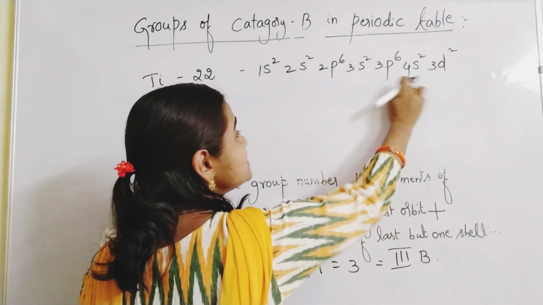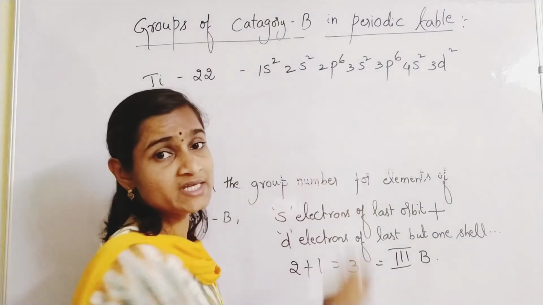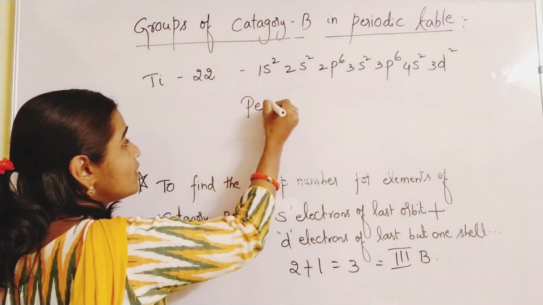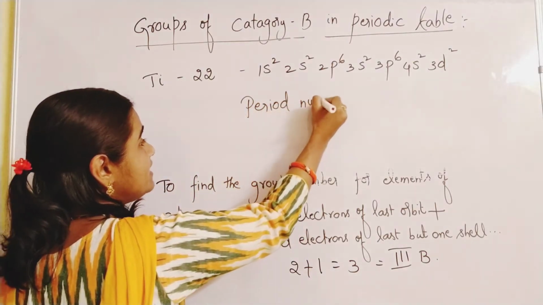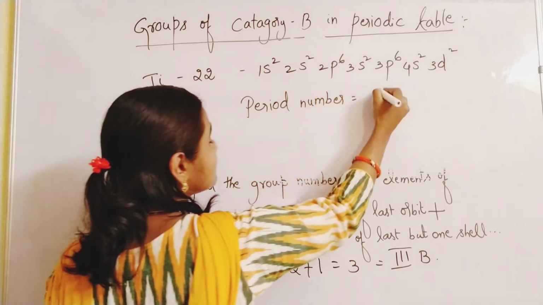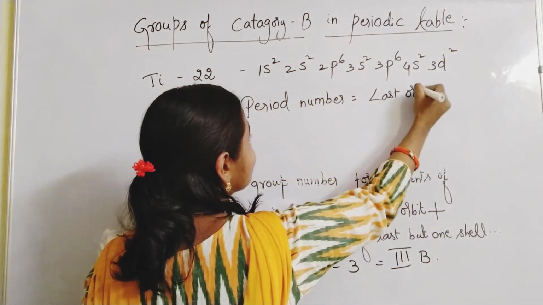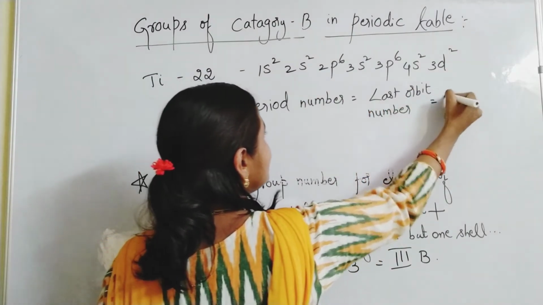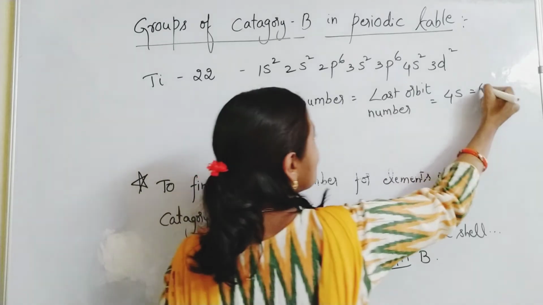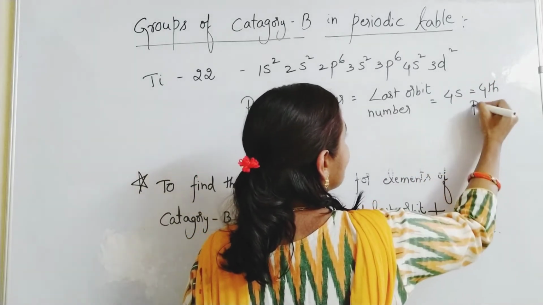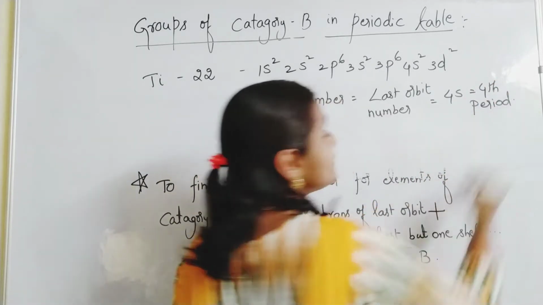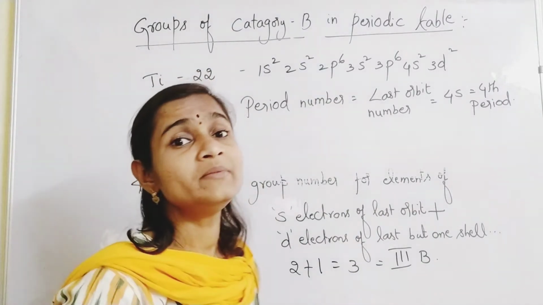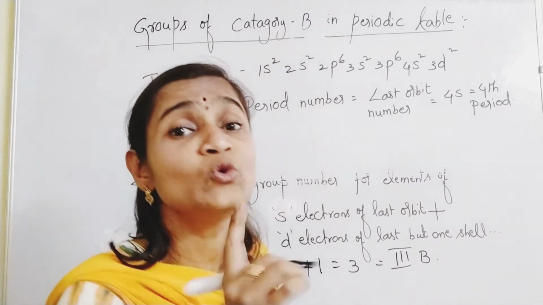So period number is what? Here last orbit is 4s. So period number is 4th period. Period number is the last orbit number. Here last orbit is 4s, so fourth period. There is no problem with identifying period number. The problem is only with identifying group number.